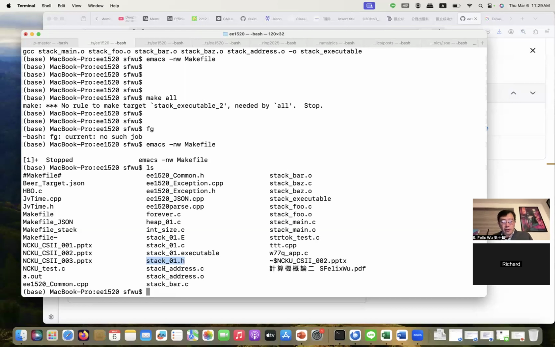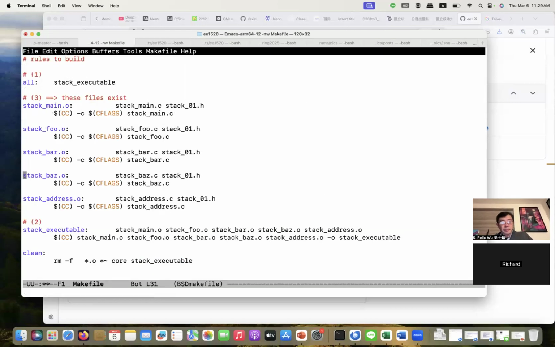So in other words, now let's go back to here. When I'm triggering rule number three, I will not trigger another two rules related to these two files because number one, I didn't give the rule, and number two, those files exist.